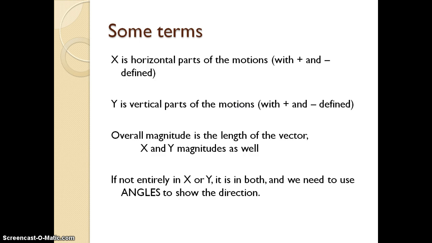And then here's the thing. If your vector, whether it's displacement, velocity, or acceleration, is not entirely in the x or y, so it's not entirely forward or not entirely up or down, we have to use angles. We can't use positive and negative because it might be positive in the x but negative in the y. So instead we're going to talk about angles and let the person discover that from it.